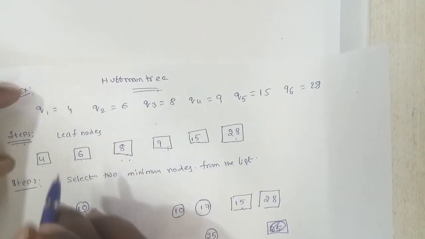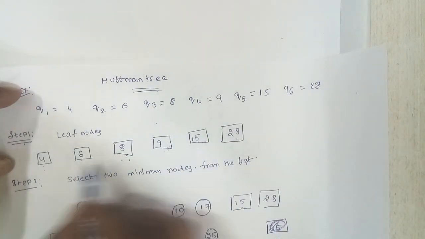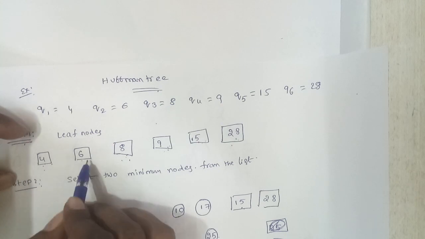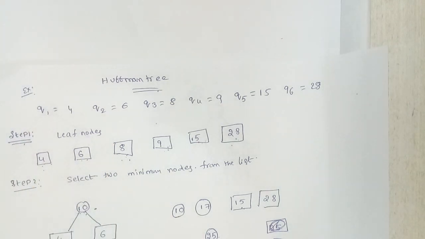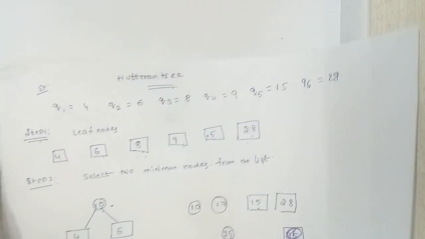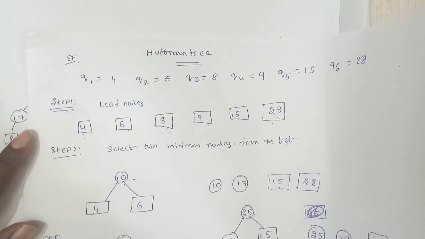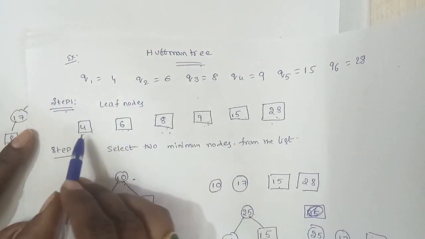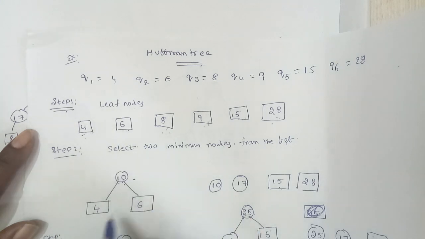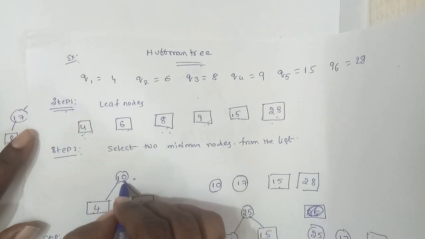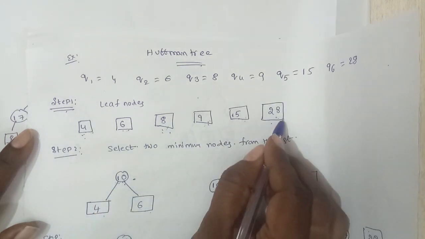Once again I will explain. All the given values are considered as external nodes, that is the leaf nodes. In the first step, select two minimum nodes, that is, in each and every step we have to select two minimum nodes and perform the merge operation. In the time of merge operation, consider the previously merged value also. So in the initial stage 4 and 6 are considered, perform merge operation, it becomes 10. Now you have to consider 10, 8, 9, 15 and 28.